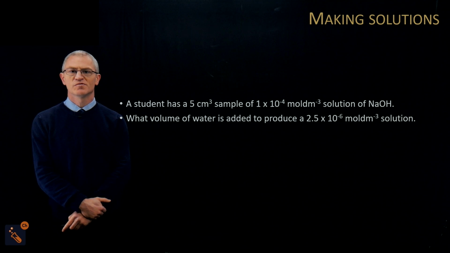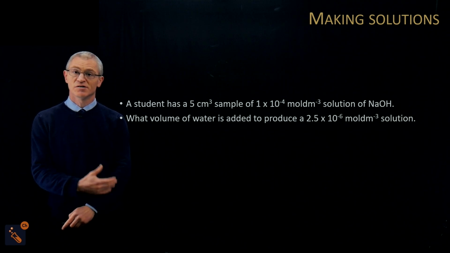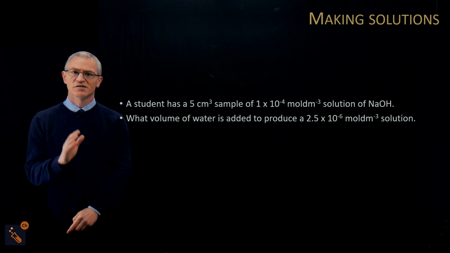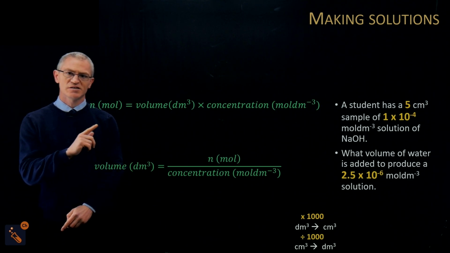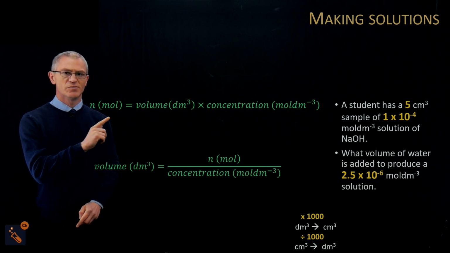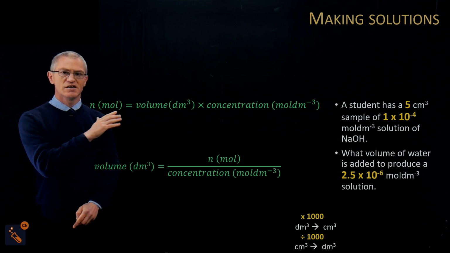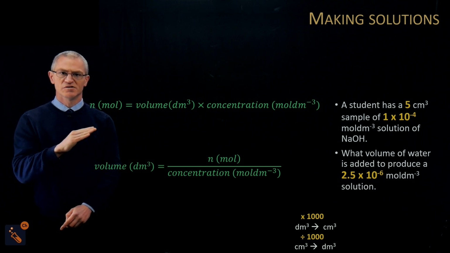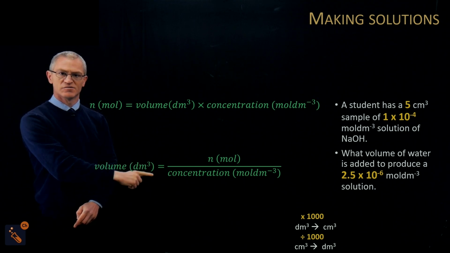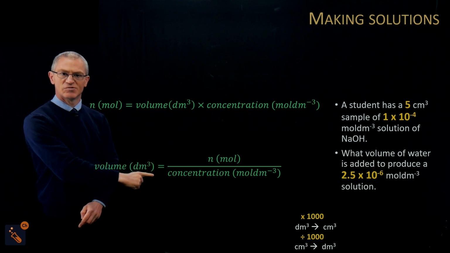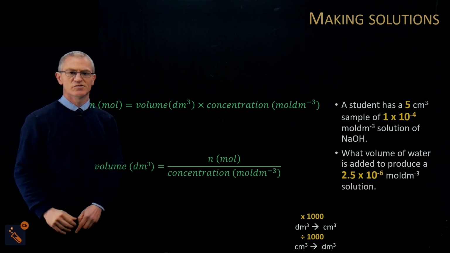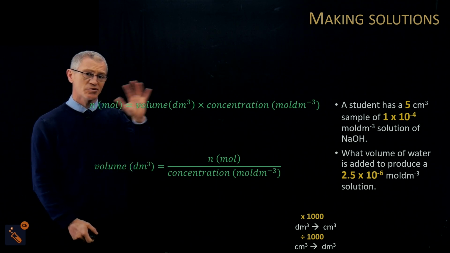Now this involves number of moles equals volume times concentration only, and you have to rearrange this. So if we put this over the side, you can see that we've got moles equals volume times concentration, and then we've rearranged it down here. Volume is therefore equal to number of moles, and we pull the concentration down, so now we're dividing by it. That means volume equals number of moles divided by concentration. So just the same equation rearranged.